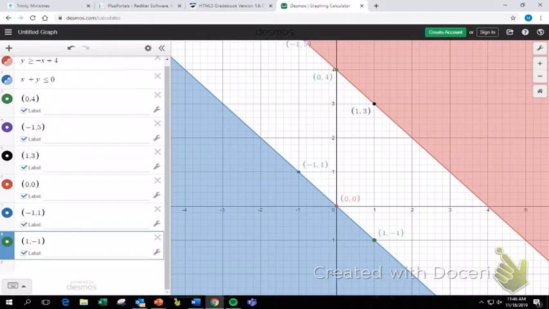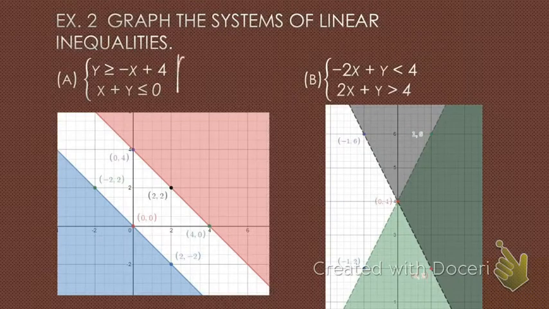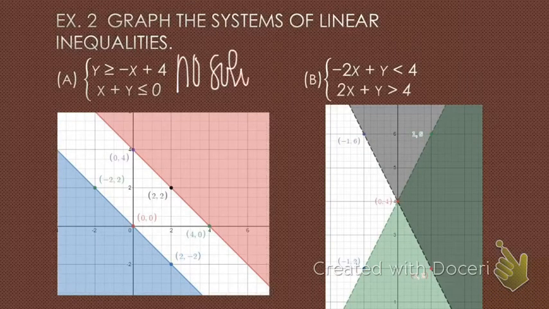So, is the answer still no solution? Yes. There's nowhere where the shading overlaps. So there's no point that is going to fall into the shading of both lines. So this is still parallel lines give you an answer of no solution. So go ahead above the graph, right next to the original problem, write and box in no solution.